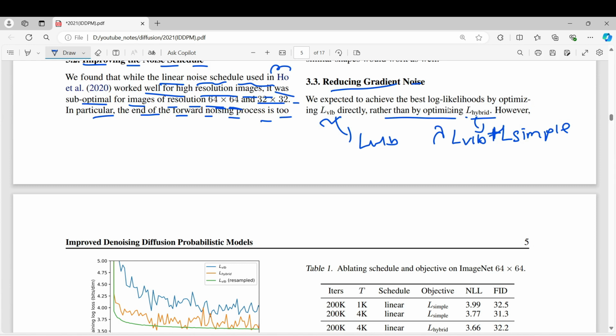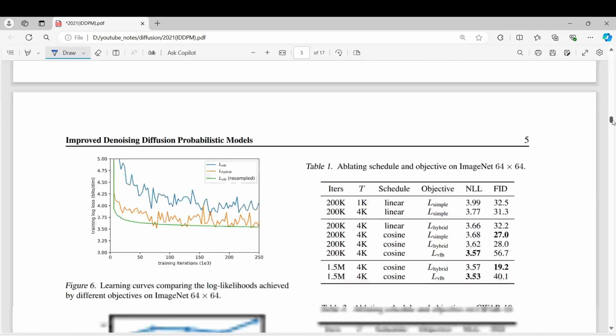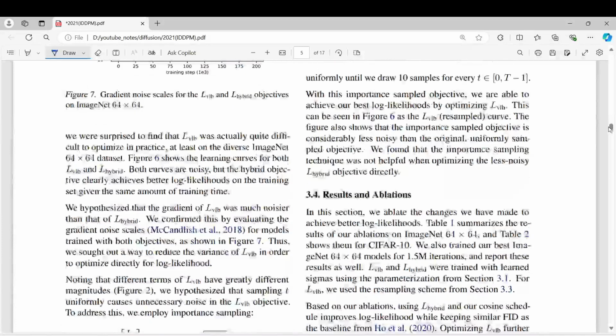Their intuition is that if they optimize this quantity L_vlb, they will achieve the best log likelihood, because this section focuses on how they can improve the log likelihood. In this section they find that this quantity is very difficult to optimize in practice, in a diverse dataset like ImageNet 64x64, where 64x64 is the resolution giving the size of the images. The learning curves for both are noisy, but the L hybrid objective achieves better log likelihood on training.